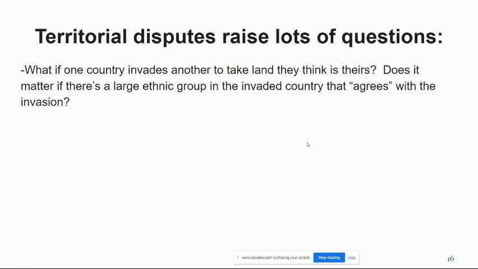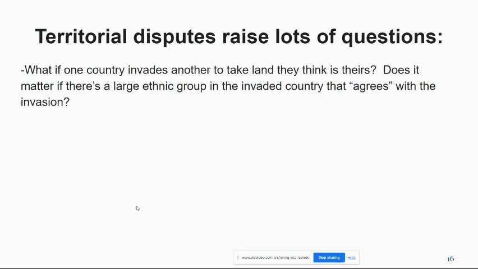So territorial disputes raise a lot of questions. And next week you're going to be taking a look at your own territorial dispute, your own border conflict. Some of the questions that you want to think about in this are these. What if one country invades another to take land that they think is theirs? Does it matter if there's a large ethnic group in that invaded country that agrees with the invasion?